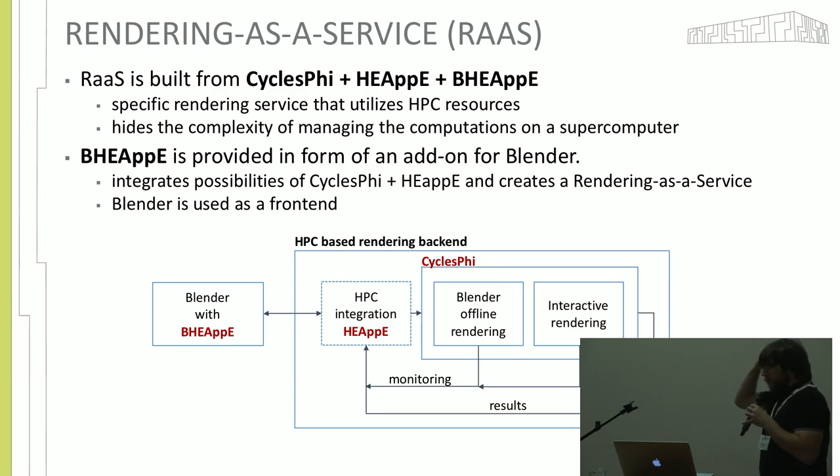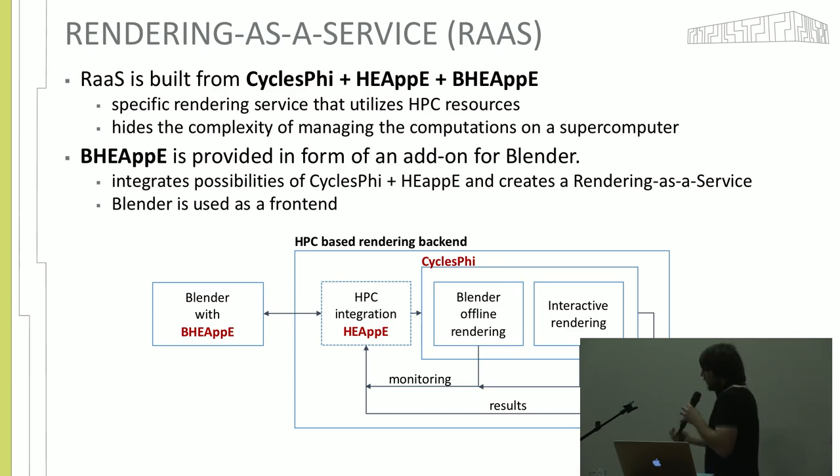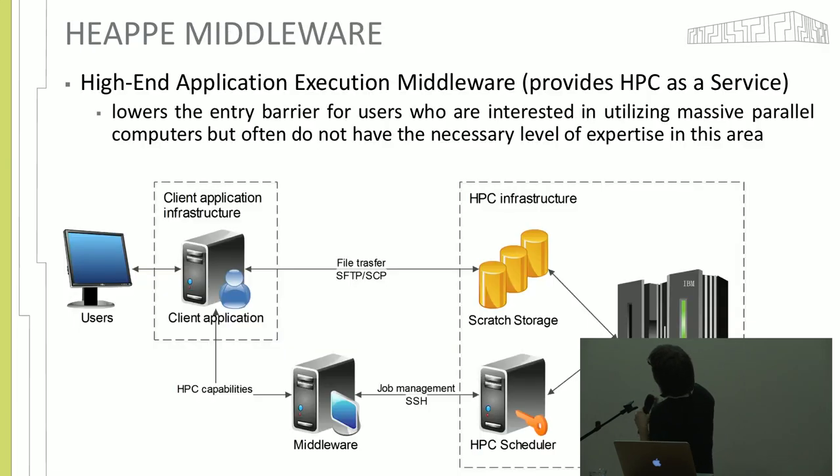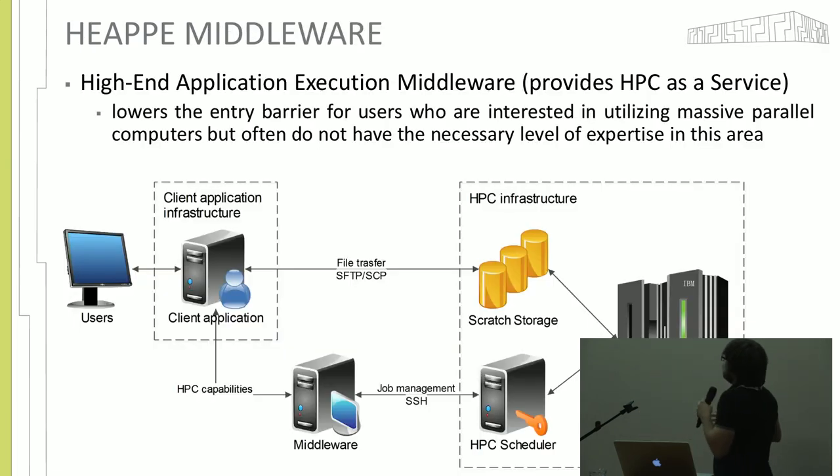So rendering as a service is a service that allows users to use our cluster in a very user-friendly way. It's based, as I've already introduced, on the Cycles Phi, and it is based on what we call the Hippie. Hippie is pretty much a middleware that's developed by our colleagues at the center that allows people to use a supercomputer in a user-friendly way.